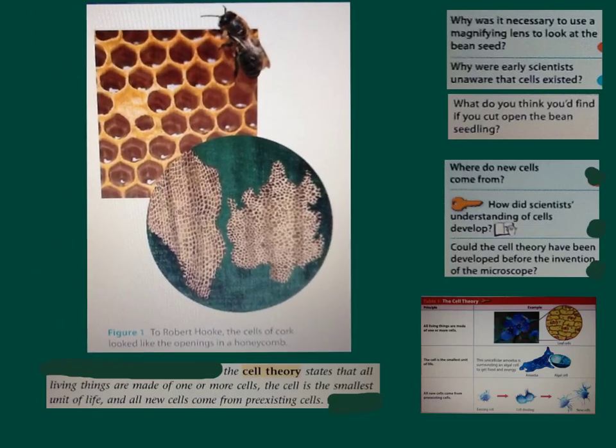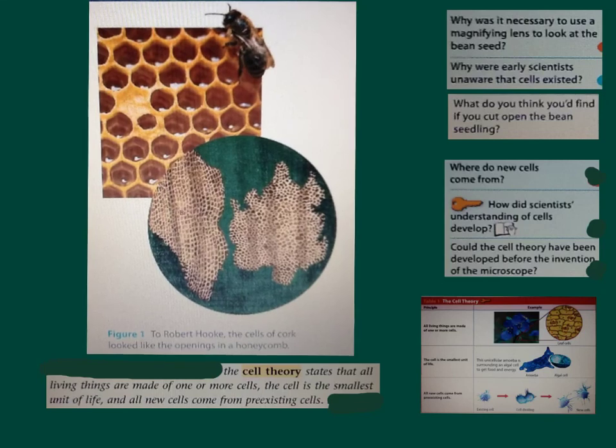More than 300 years ago, an English scientist named Robert Hooke built a microscope. He used the microscope to look at cork, which is part of a cork oak tree's bark. What he saw looked like the openings in a honeycomb, as shown in Figure 1. The openings reminded him of the small rooms called cells, where monks lived. He called the structures cells, from the Latin word cellula, which means small rooms.